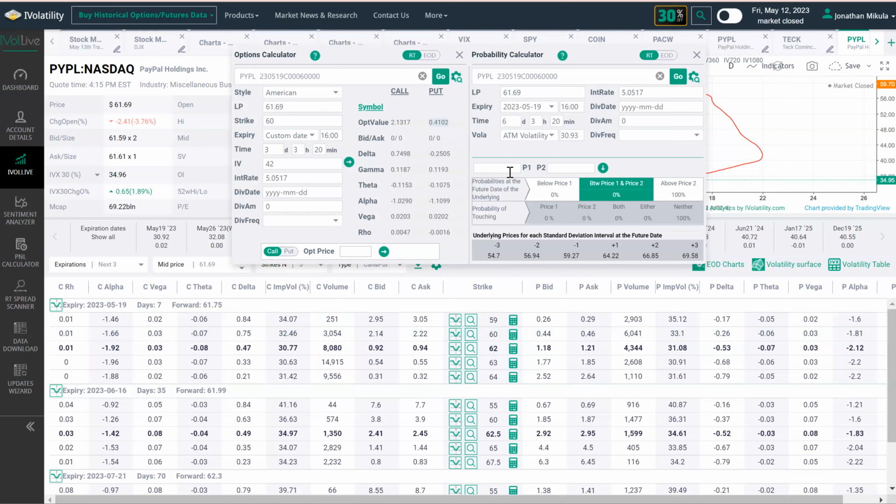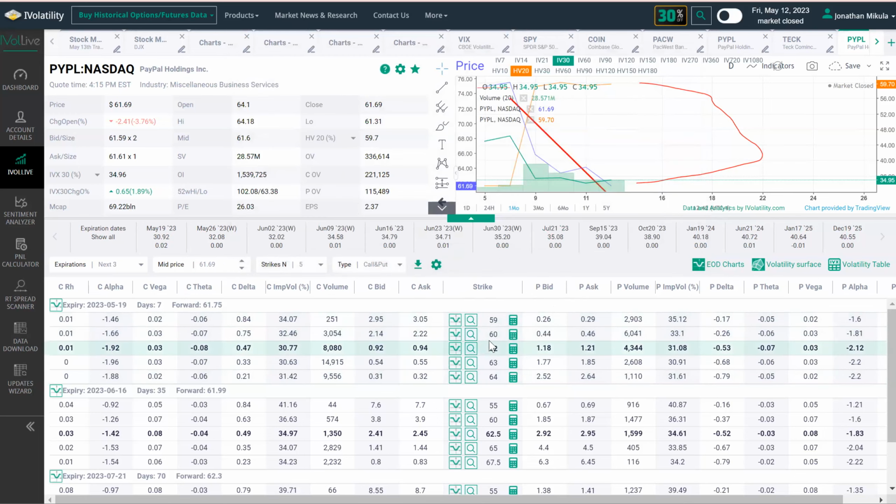So the key takeaway would be, I'm very unlikely to be put. I'm very likely to be able to keep that whole income from selling this put at 45 cents. That'd be 45 bucks a contract, since each option contract covers 100 shares. So I'm feeling pretty good about this.